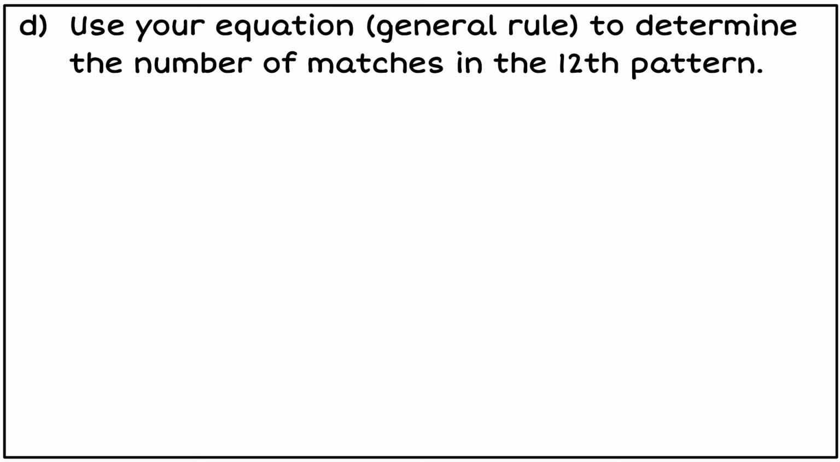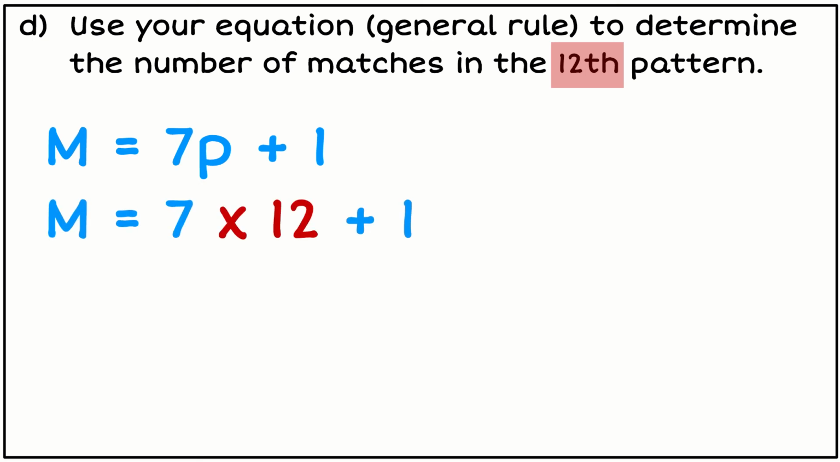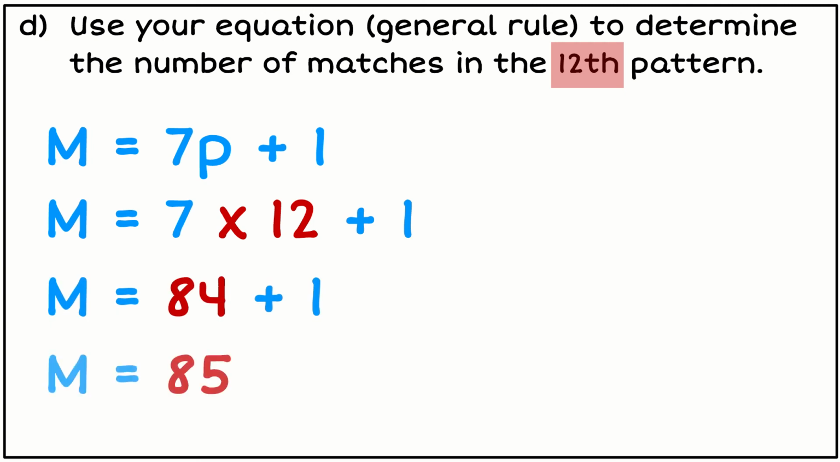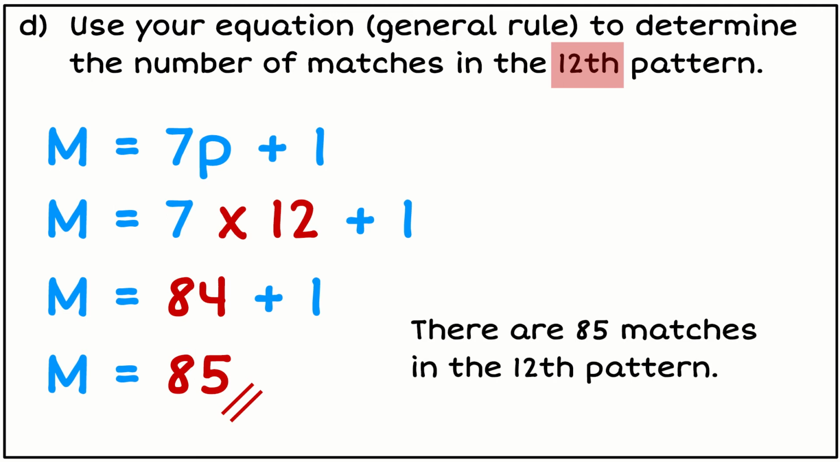Now we want to use this equation to determine the number of matches in the 12th pattern. The 12th pattern, that's the key, so that is our P. Here's our general equation. We want to substitute a P value of 12, so that's our next step. Substitute in 12. 7 times 12 is 84. 84 plus 1 is 85. It's a word question, so we need to give a word answer. I'm going to say there are 85 matches in the 12th pattern.